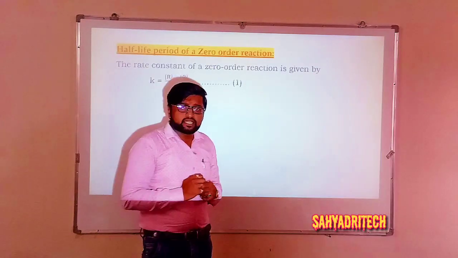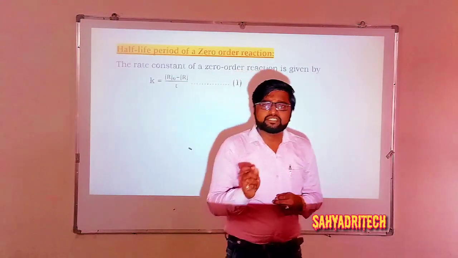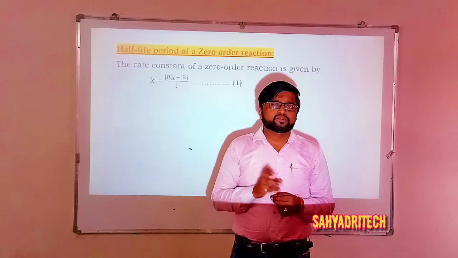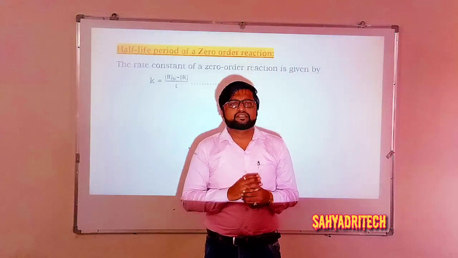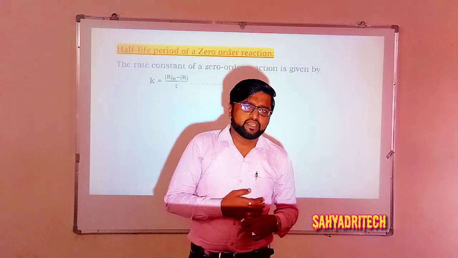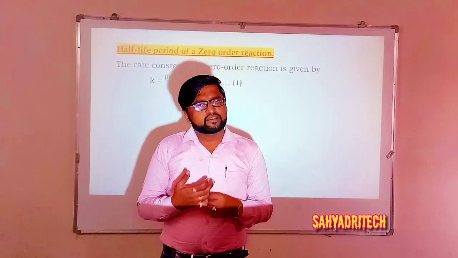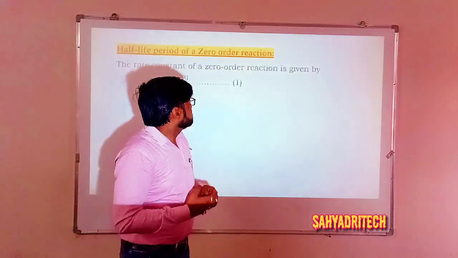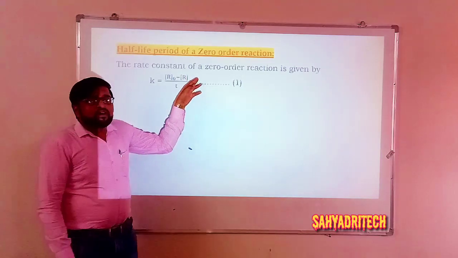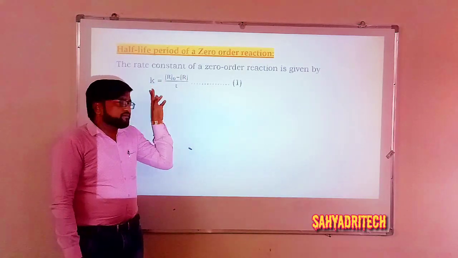What is a zero order reaction? The reactions in which the rate of a reaction is proportional to the zeroth power of the concentration of the reactant species involved in a rate law or rate expression. So for zero order, what is K? How are we going to get the K value?